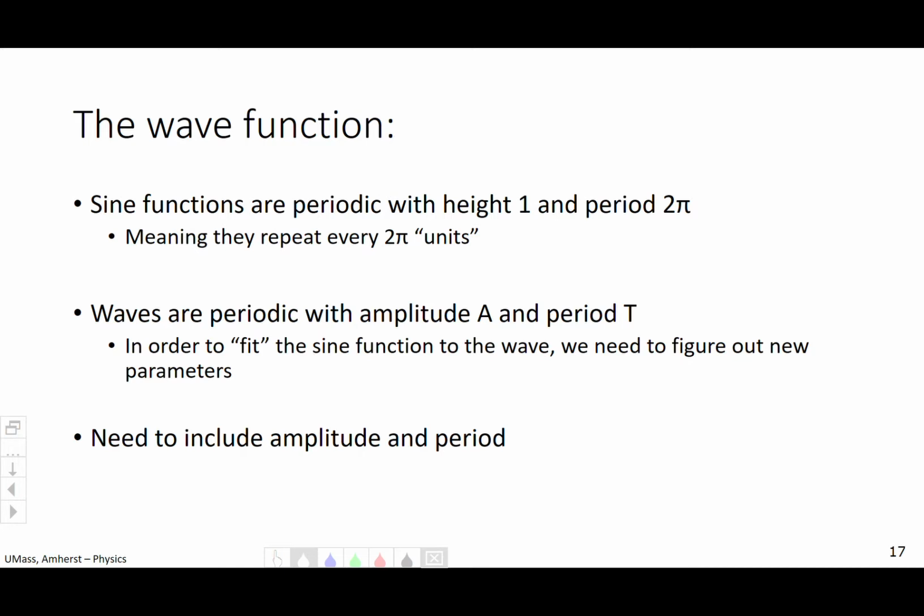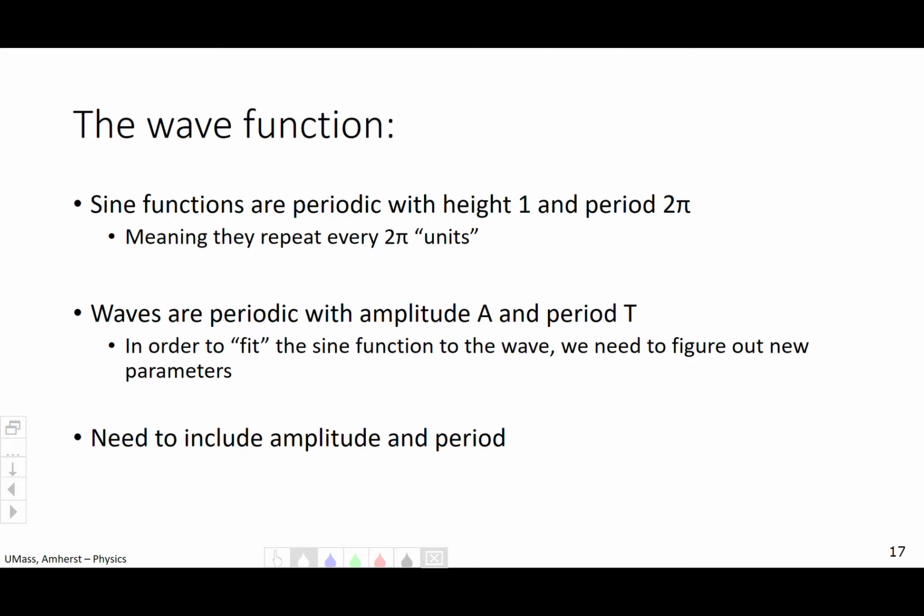So a wave function: a simple harmonic motion wave can be described by a sinusoidal function, and we need to make it fit, essentially. We know how to use a sine wave. A sine wave has a height of 1 and a period of 2 pi, okay? But waves have an amplitude A, so a height of A, and a period of T.